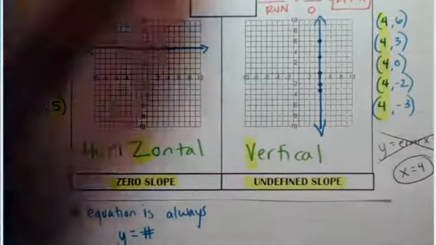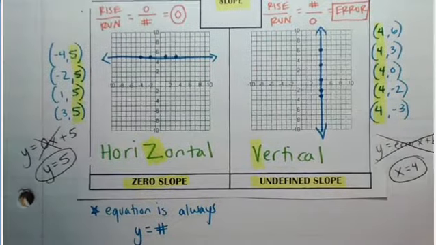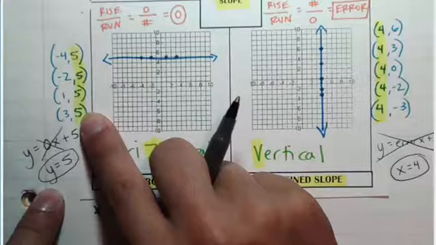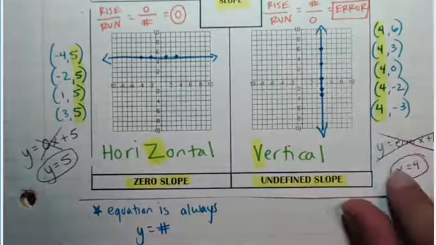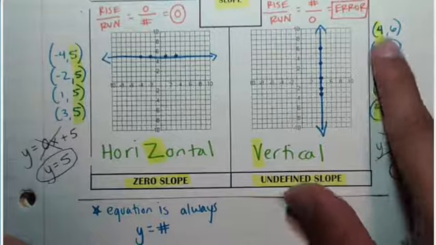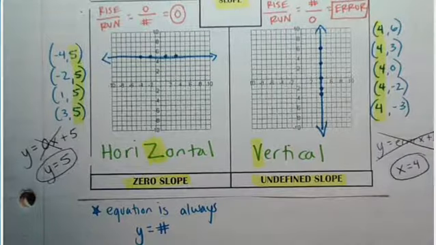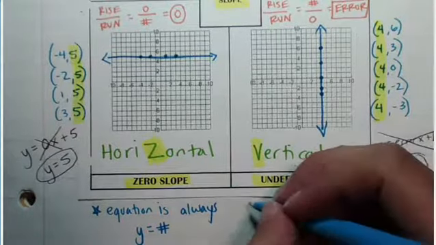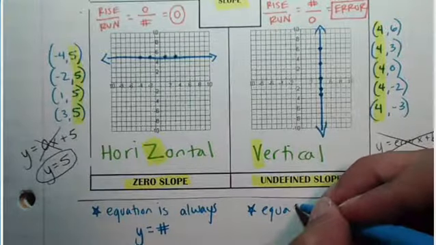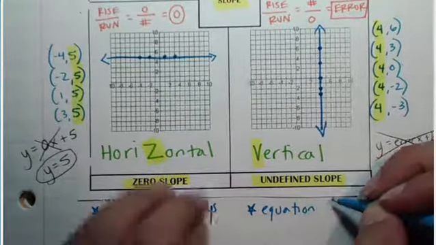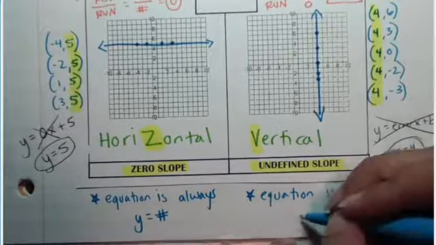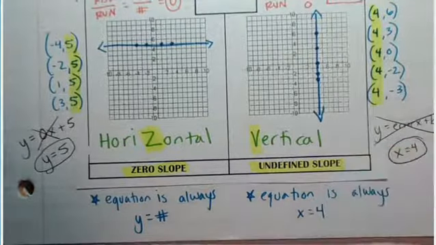So just like the horizontal line is y is equal to 5 because all the y values are the same, which is 5, a vertical line, or undefined slope, the equation would be x is equal to 4, whatever that number is. So, I also want you to put this at the bottom, that the equation is always x is equal to a number.